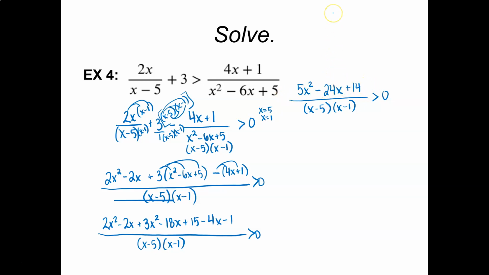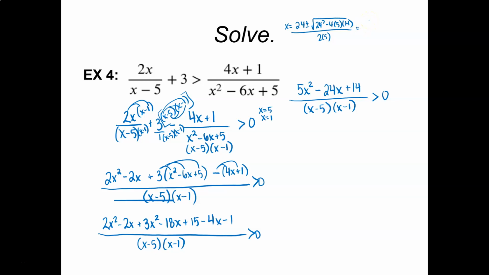This is more like bonus material. Now, you may have something like this and you get to this point and it does factor. But quadratic formula, that's more like bonus material. So the only way we can figure out y equals 0 here is quadratic formula. So x equals 24 plus or minus square root 24 squared minus 4 times 5 times 14 all over 2 times 5.